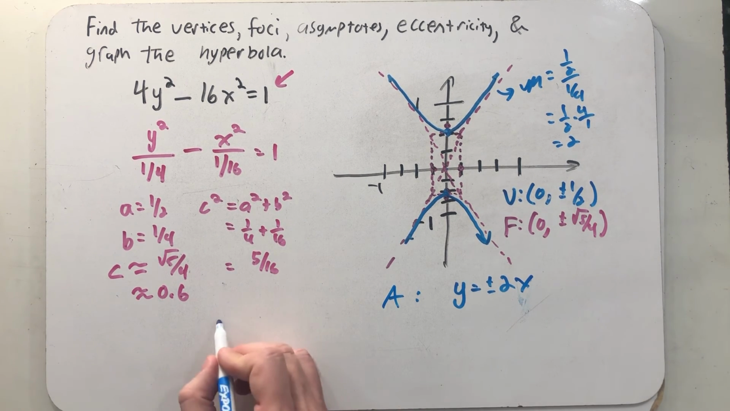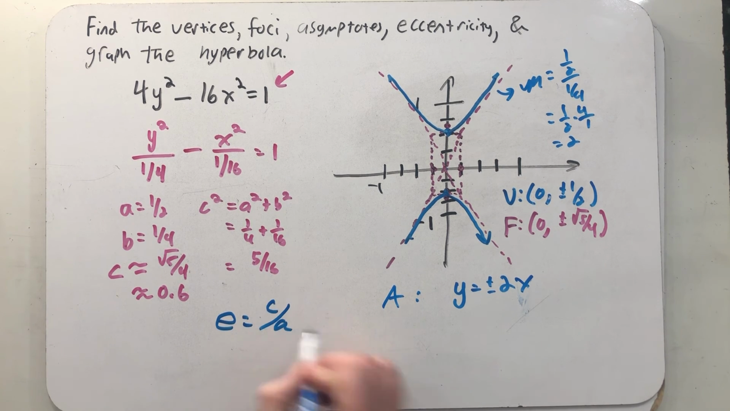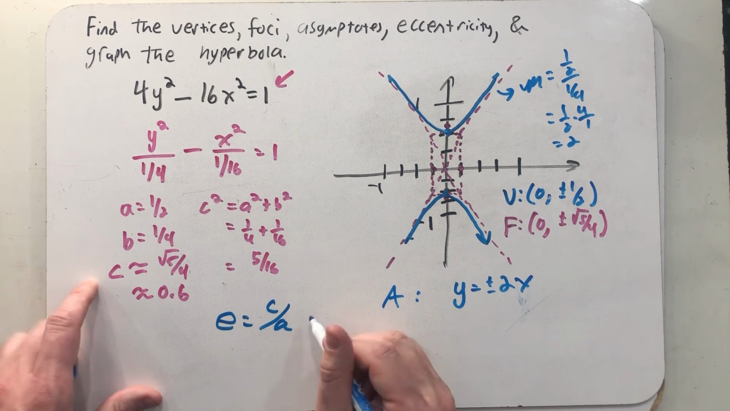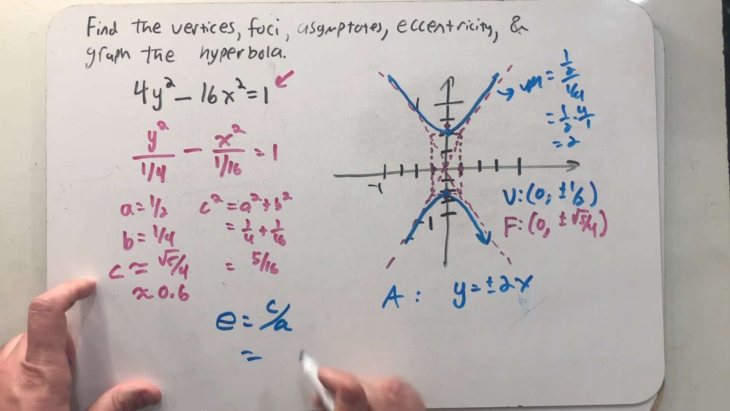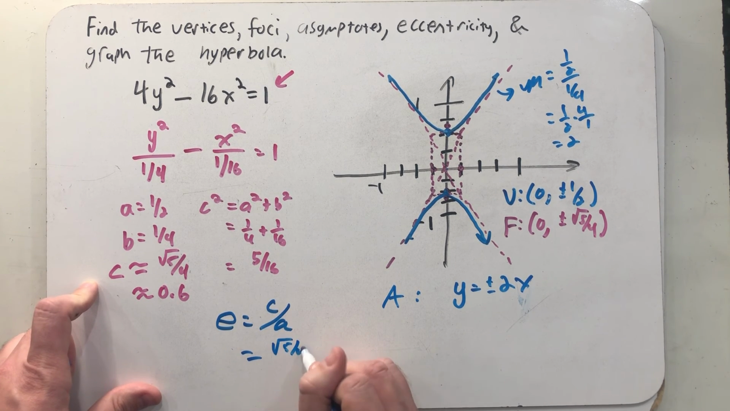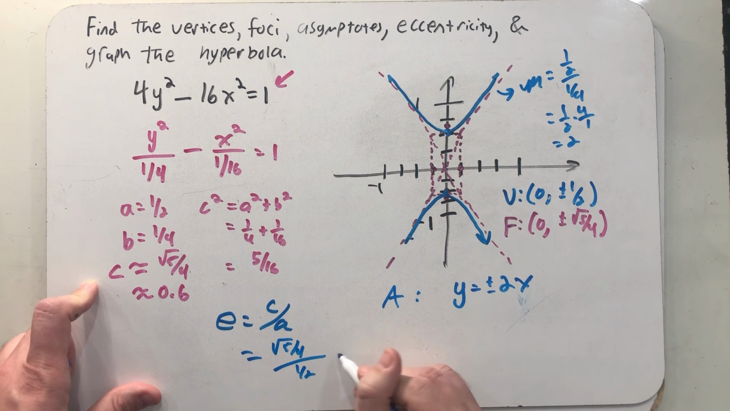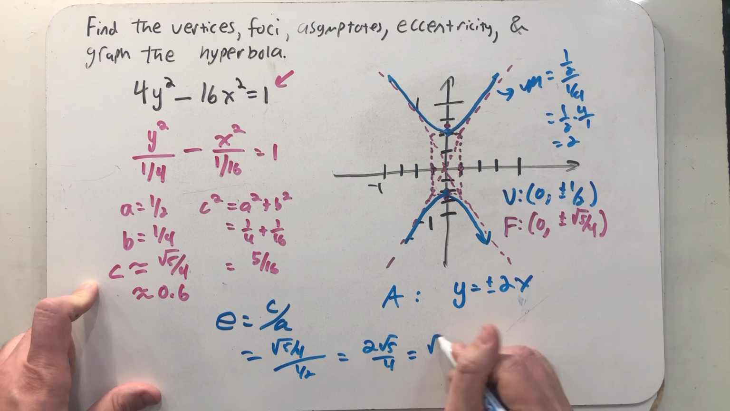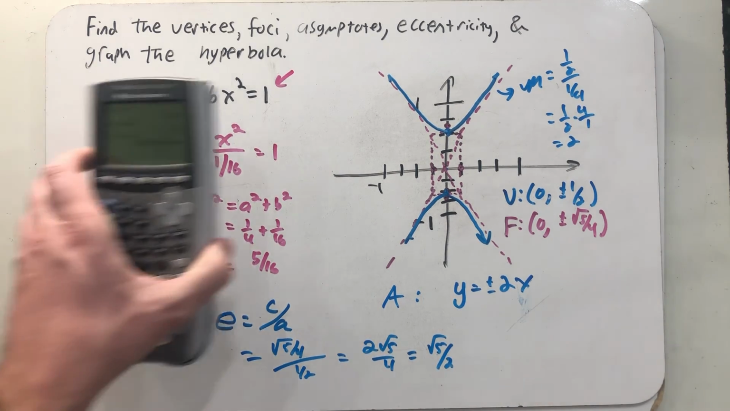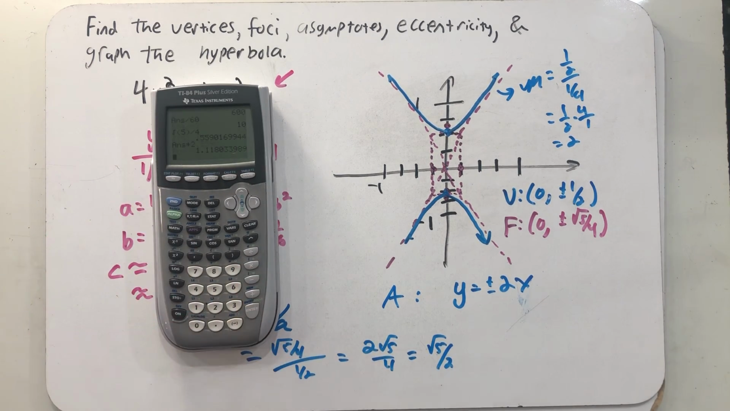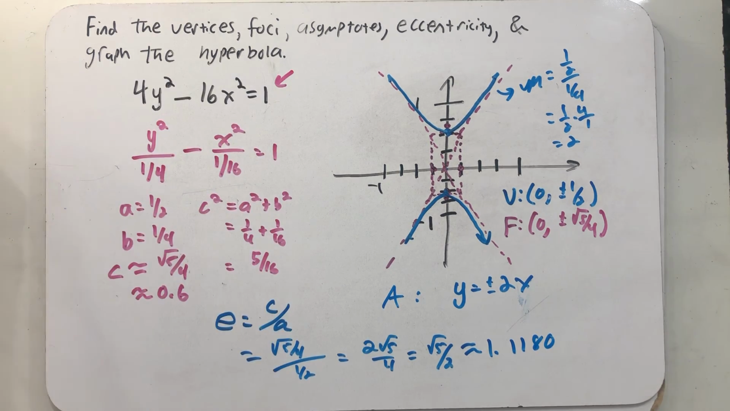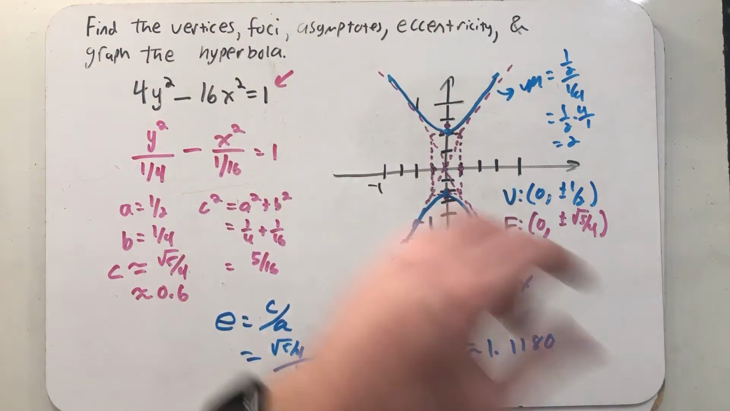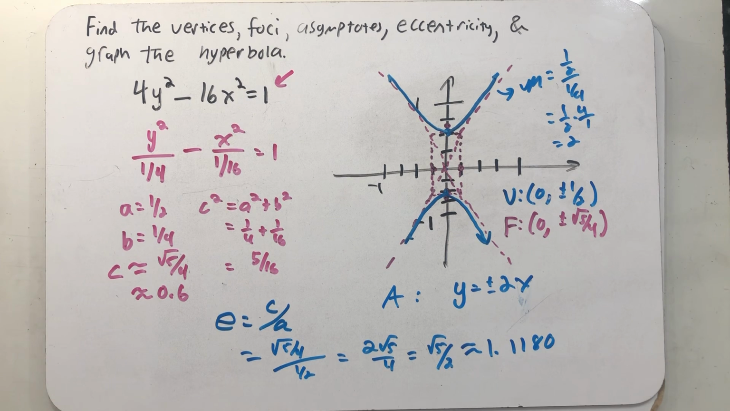The eccentricity in a hyperbola follows the same rule as the ellipse, that it is c over a. So here we have root 5 over 4 all over 1/2. So 2 root 5 over 4 reduces to root 5 over 2. Root 5 over 2 is about 1.1180. And so there are our vertices, foci, asymptotes, eccentricity, and the graph of the hyperbola. So that's it for now.